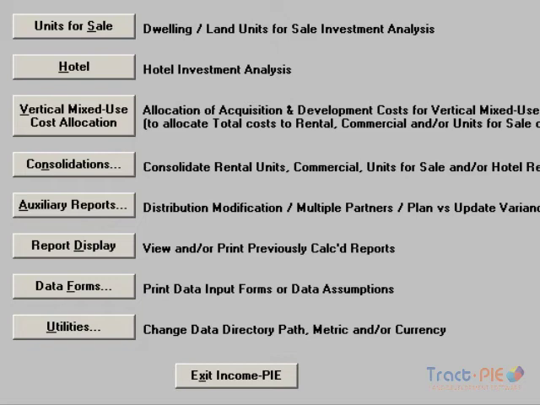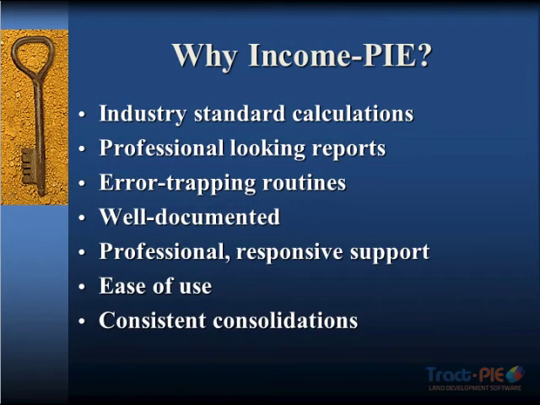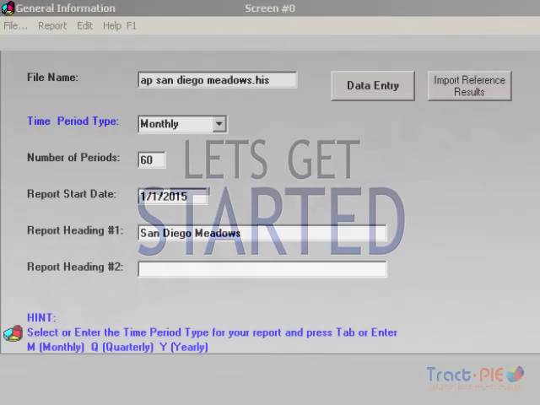Who has time or interest in creating elaborate, complicated spreadsheets that only can be used by a limited number of people in the company? Between the well-written user manuals, on-screen tips, and unlimited telephone support, Income-PIE users are installed, operational, and productive in a short period of time without expensive, time-consuming training classes. Let's get started on our tour.